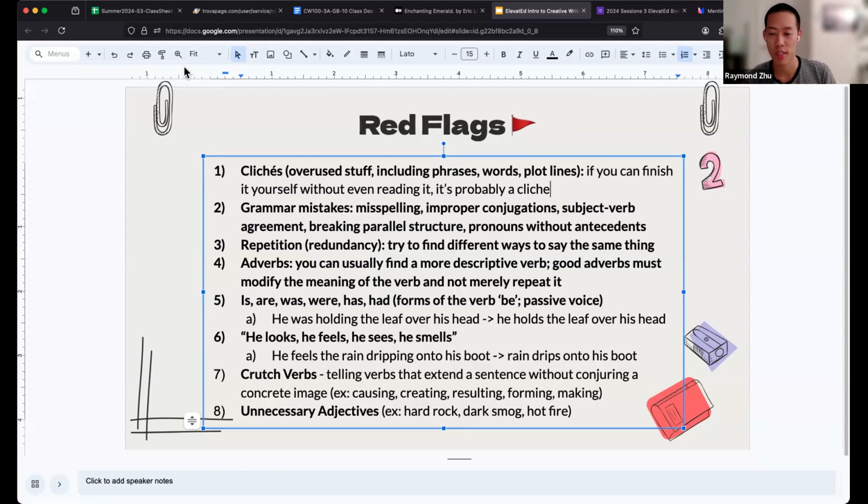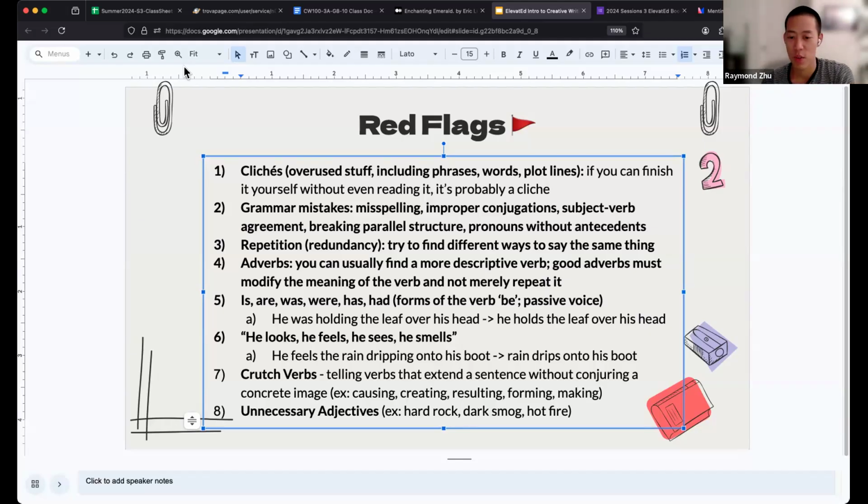So he was holding a leaf over his head. He holds the leaf over his head. Please, please, please write in simple present and simple past in your homework. Do not try to use past progressive or all these different tenses. Number 6, he looks, he feels, he smells, he sees. These are verbs of perception, right? So instead of he feels the rain dripping onto his boot, you just say rain drips onto his boot. Number 7 is crutch verbs. These are telling verbs that extend a sentence without conjuring a concrete image: causing, creating, resulting, forming, making.